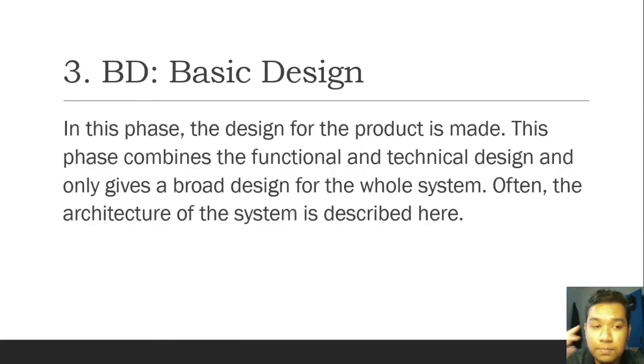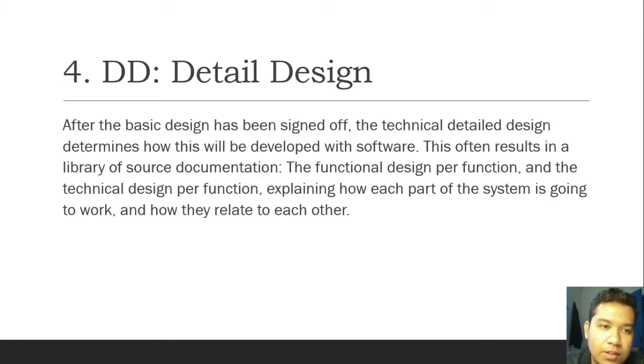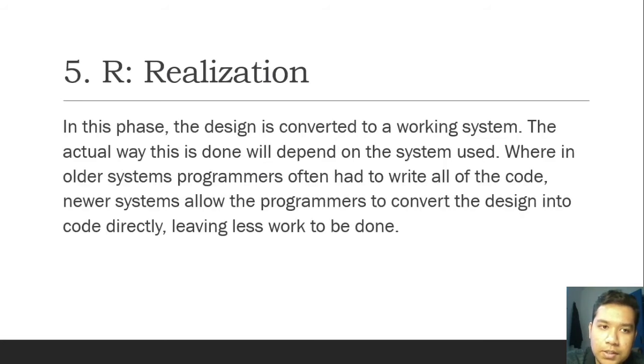BD, basic design. In this phase, the design for the product is made. This phase combines the functional and technical design and only gives a broad design for the whole system. After the basic design, we have detailed design. After the basic design has been signed off, the technical detailed design determines how this will be developed with software. This often results in a library of source documentation. The functional design per function and the technical design per function, explaining how each part of the system is going to work and how they relate to each other.